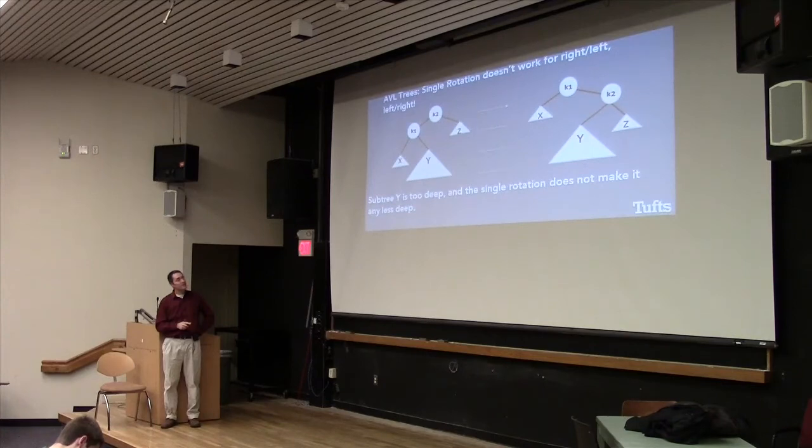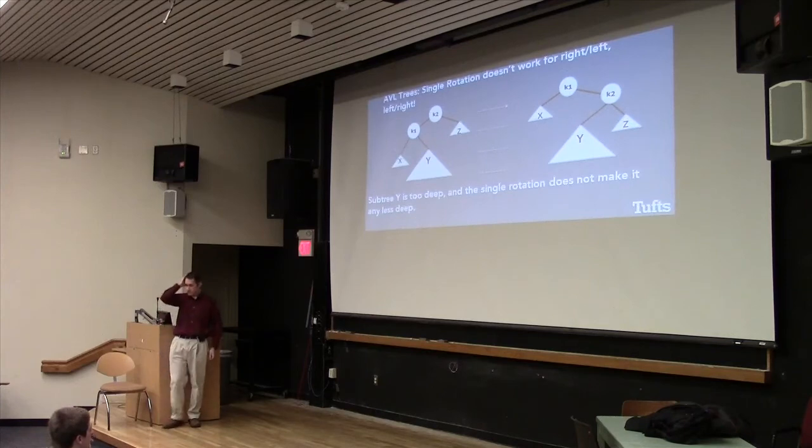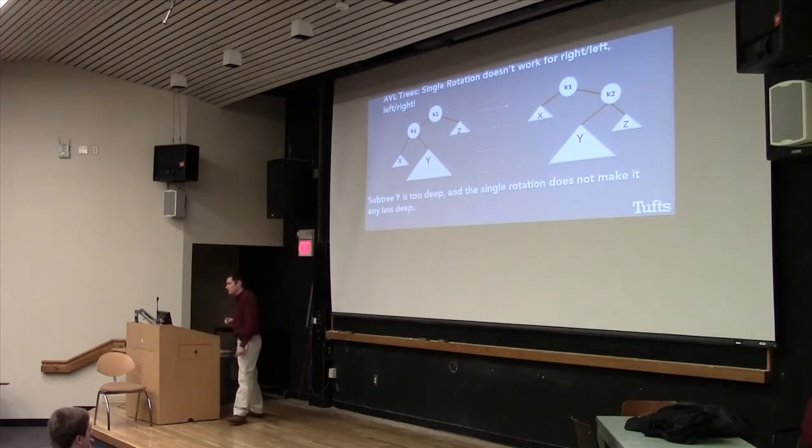K1 ends up at the root, K2 is here, and then we never change the actual depth of this side, and it breaks. So you can't do the one single rotation business with a left-right or right-left insertion. Well, what do you do then? Too deep, so what do you do?